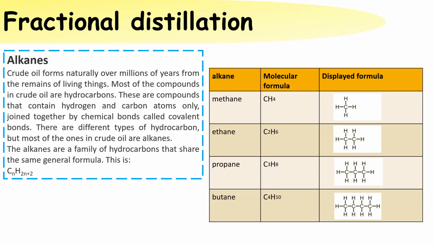Methane has the lowest boiling point, followed by ethane, then propane, then butane. The longer the length of the hydrocarbon, the higher its boiling point will be. For instance, CH4 is a gas at room temperature, whereas propane, which is C3H8, is a liquid at room temperature.